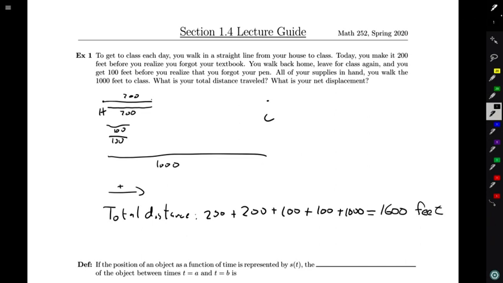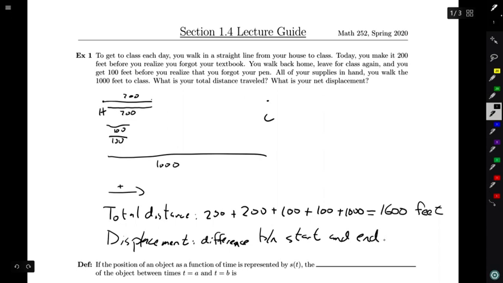So you traveled 1,600 feet in total, but to talk about net displacement, what we're referring to with net displacement is just the difference between your starting and your ending values. We know that for this example, your house is 1,000 feet away from your class, and so the difference between the start and the end is simply 1,000 feet.